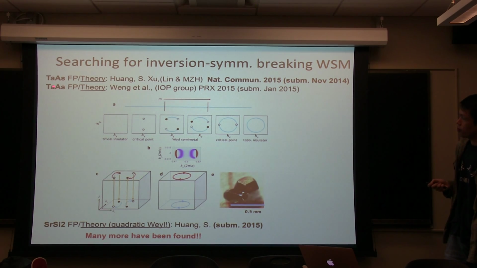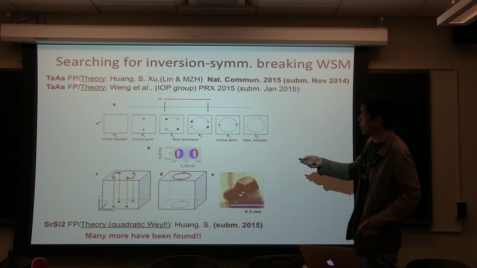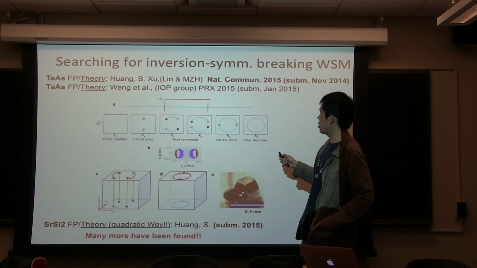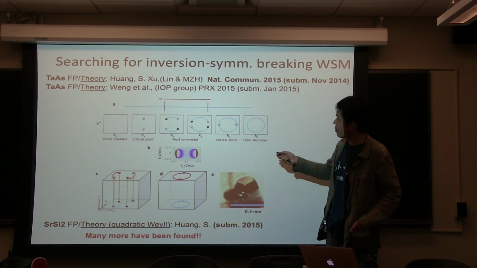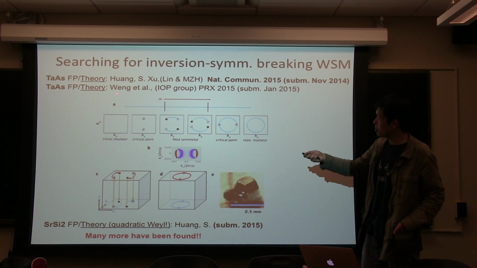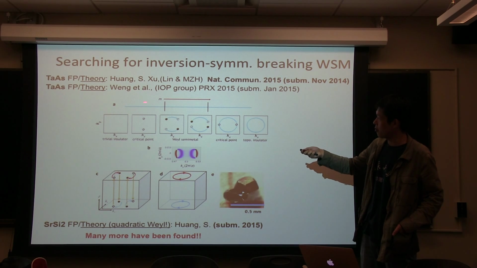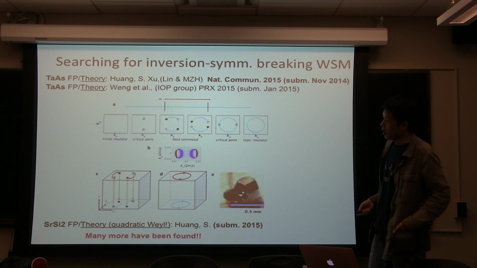And it turns out the first successful case was this tantalum arsenide, TaAs, binary case. And we found that this is an inversion-breaking Weyl semimetal. Our paper was submitted in November 2014, and was now published in Nature Communications this year. And it happens that around a similar time, the IOP group also found in theory that this tantalum arsenide is an inversion-breaking Weyl semimetal.